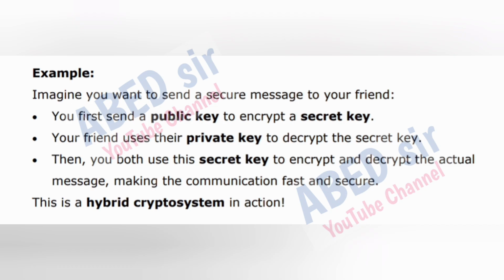Example. Imagine you want to send a secure message to your friend. You first use their public key to encrypt a secret key. Your friend uses their private key to decrypt the secret key. Then, you both use this secret key to encrypt and decrypt the actual message, making the communication fast and secure. This is a hybrid cryptosystem in action.